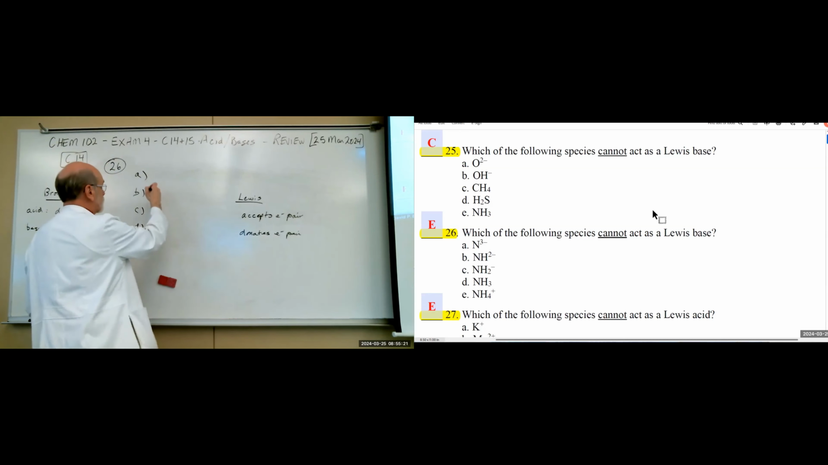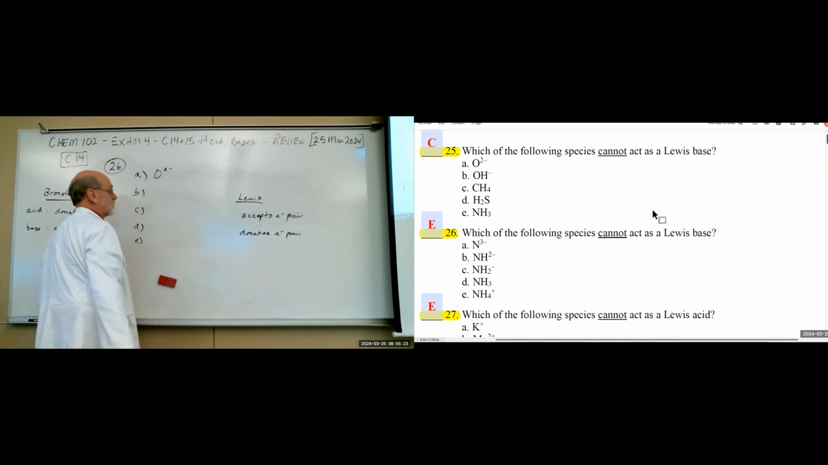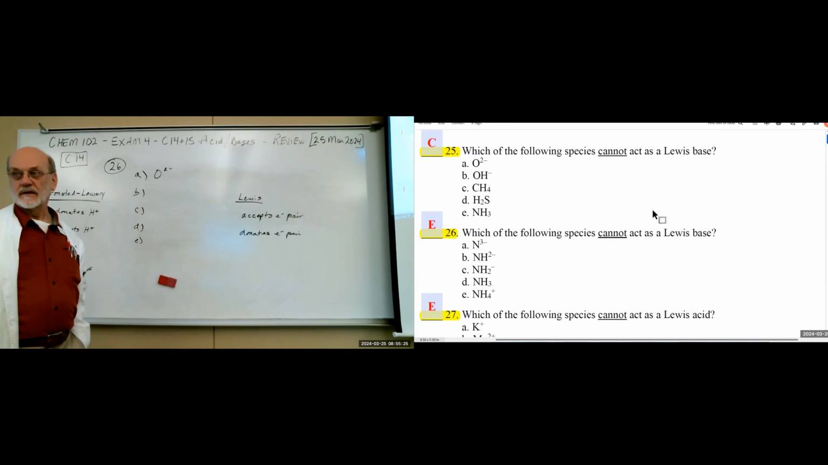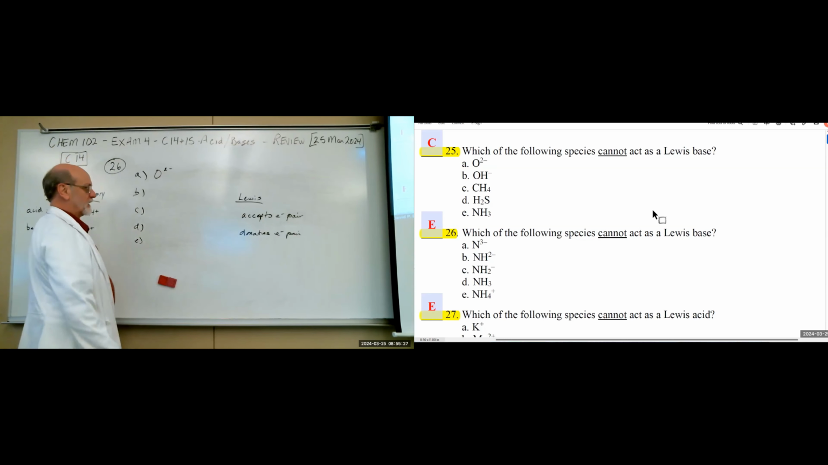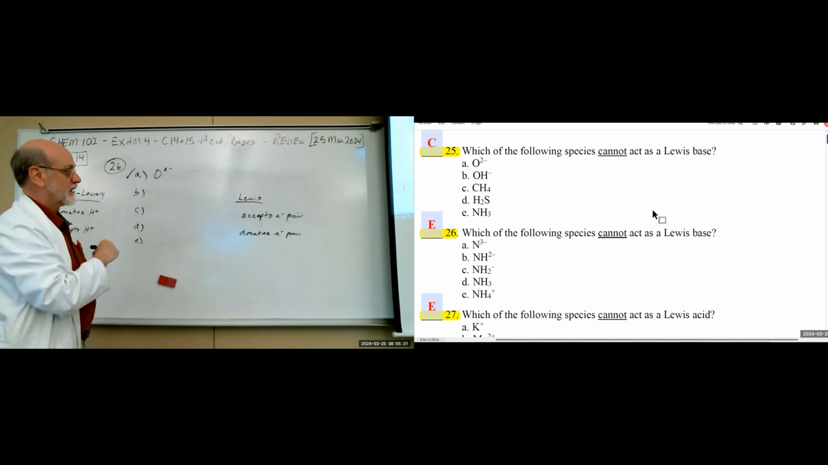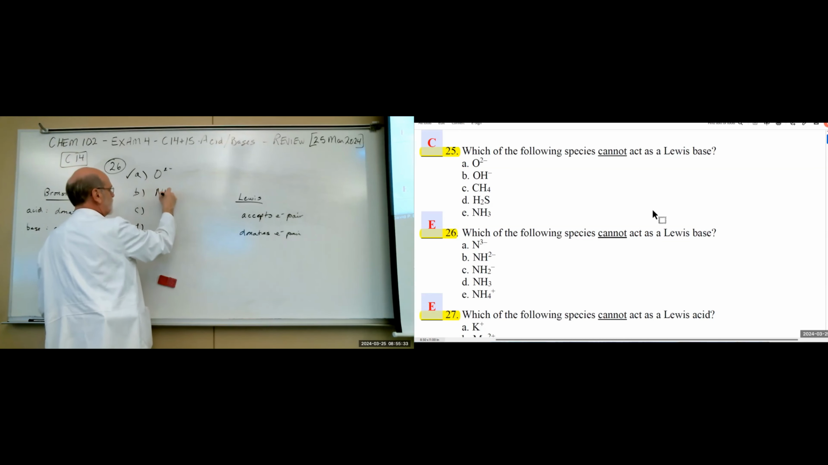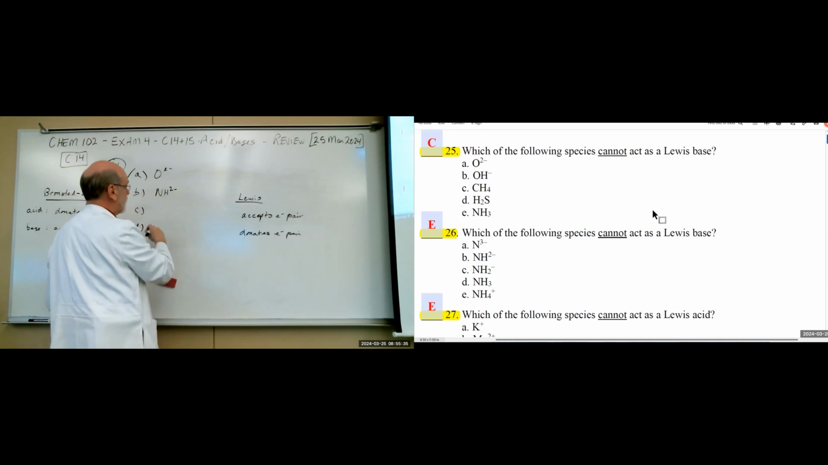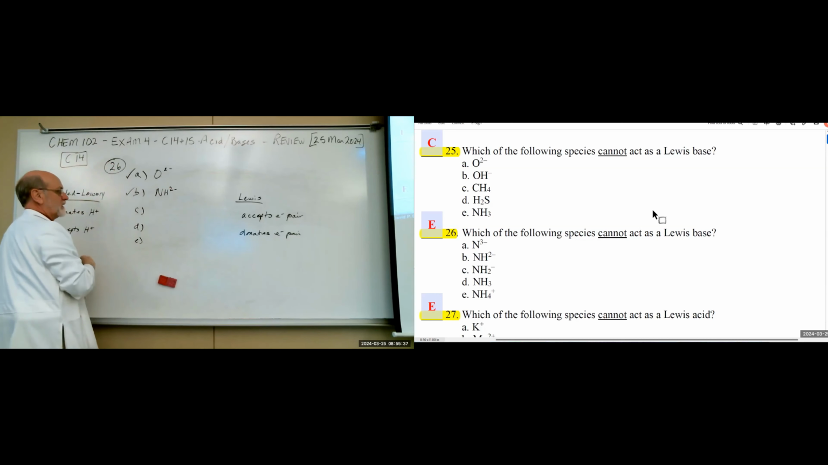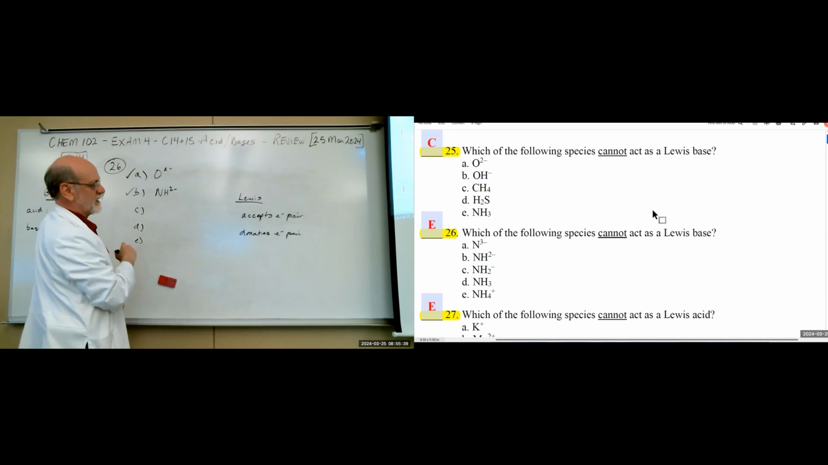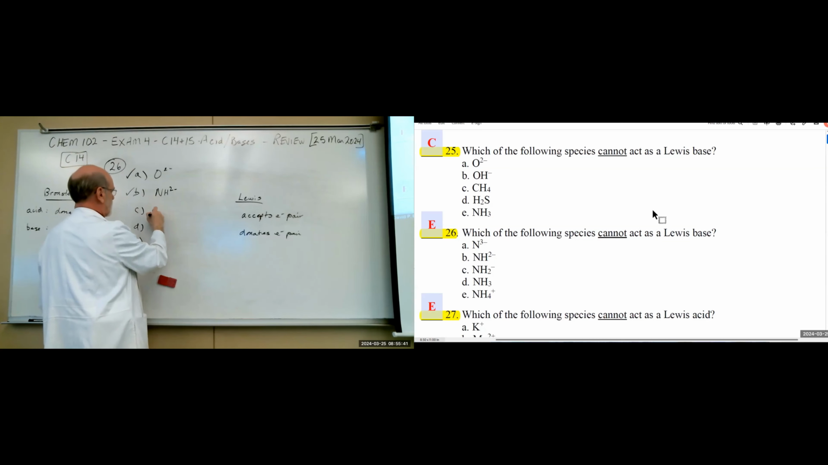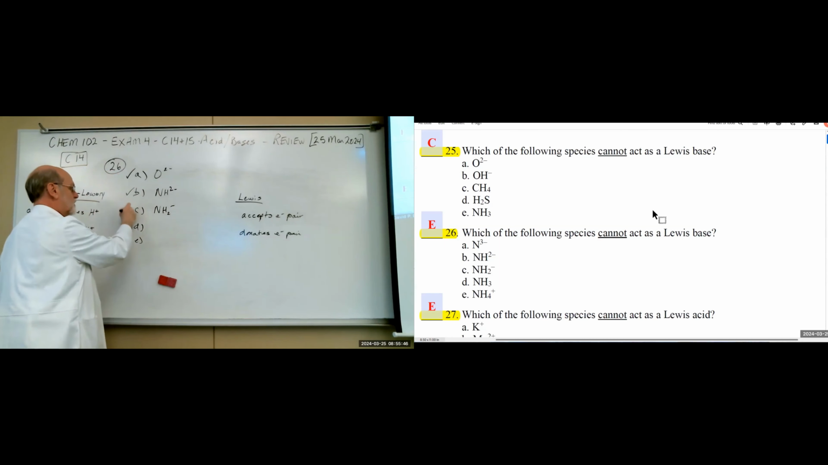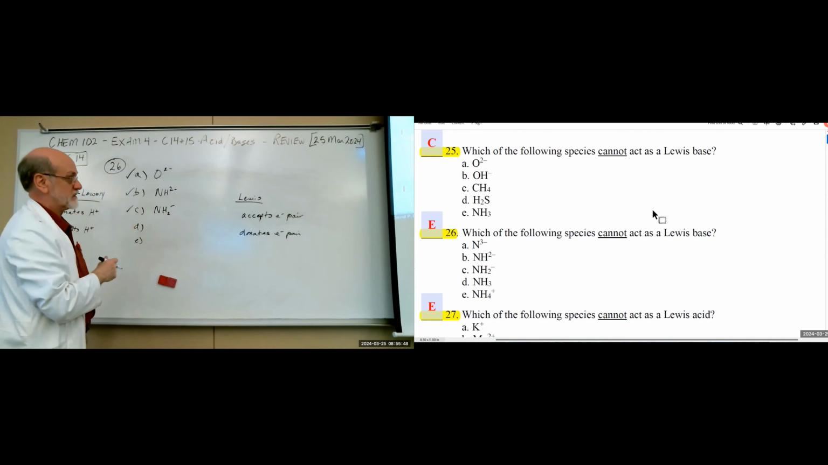And we've got our first one, O2 minus. Can that one donate electrons? Oh yeah, readily. And so that works as a Lewis base. How about this one? NH2 minus. Yeah, it's got some extra electrons to donate. How about NH2 with 1 minus? Yeah, it still has some electrons to donate, right? So it works as a Lewis base.